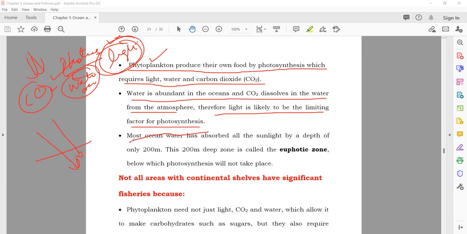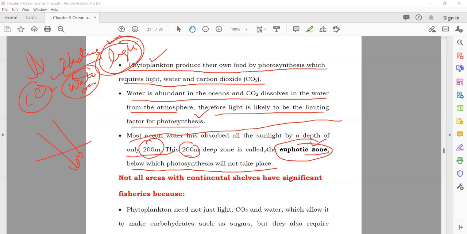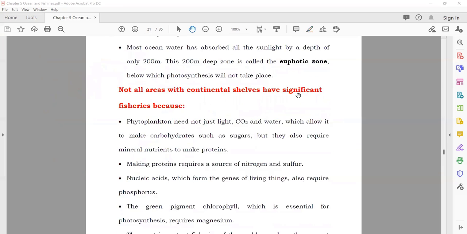Now, most ocean water has absorbed all the sunlight by a depth of 200 meters. So if you go deeper than 200 meters, you will not find sunlight. Above that you have sunlight. The deep zone, more than 200 meters, is called the aphotic zone, below which photosynthesis will not take place. If photosynthesis does not take place, it's very difficult for fish to live there permanently. Maybe for some time they can dive down, but they cannot stay there. So the most suitable place for fish is the continental shelf.